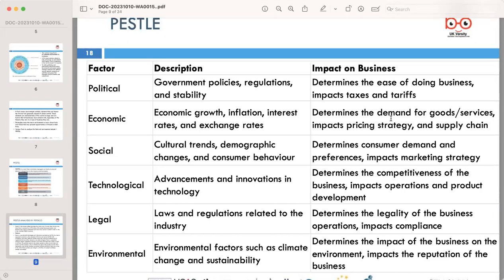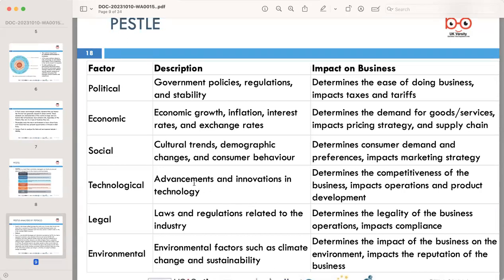Next one is social factors. So social factors: cultural trends, demographic changes, and consumer behavior determine consumer demand and preferences and impact marketing strategy. Social factors involve cultural trends, demographic changes, and consumer behavior. They play a critical role in determining consumer demand and preferences, thereby impacting a business's marketing strategy.